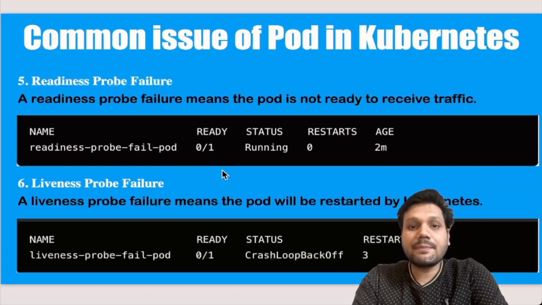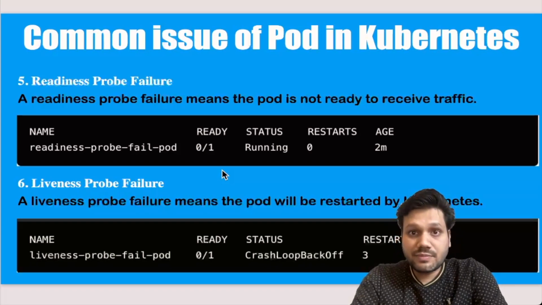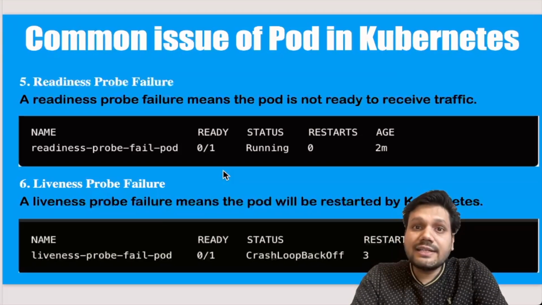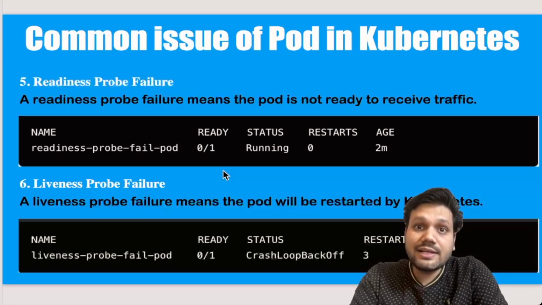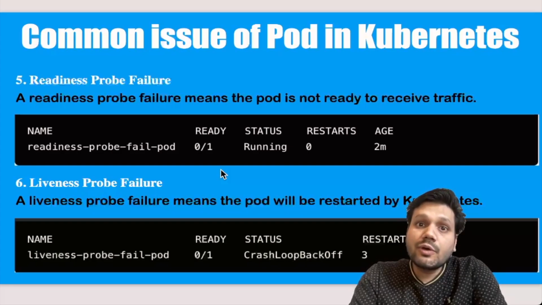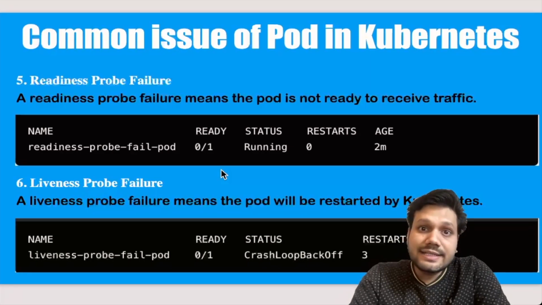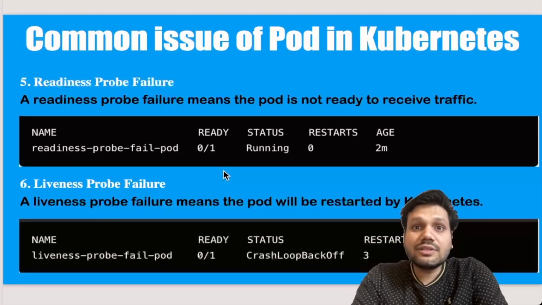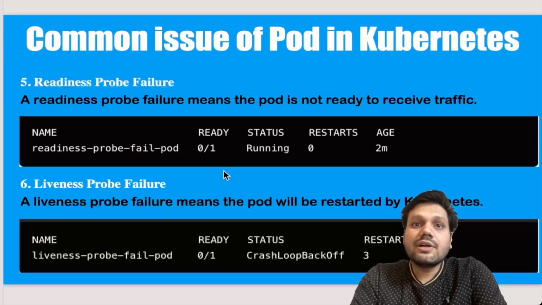Now let's discuss the liveness probe failure. A liveness probe failure means the pod will be restarted by Kubernetes. If Kubernetes does not get the expected output which you have mentioned in the manifest file, it will try to restart the pod, or the pod would go into the CrashLoopBackOff state until the expected output is received from your application. So these are mainly the 6 common issues which we encounter in day-to-day activities with Kubernetes. Now let's discuss all of them in detail in our labs.